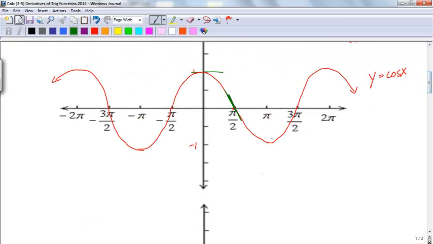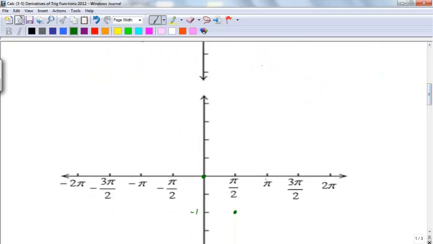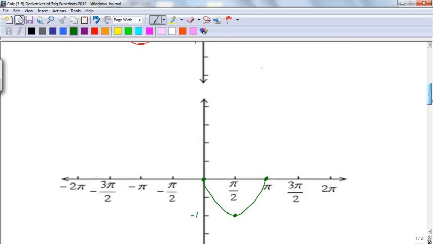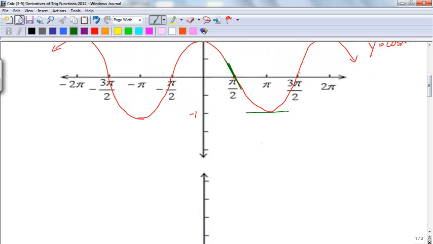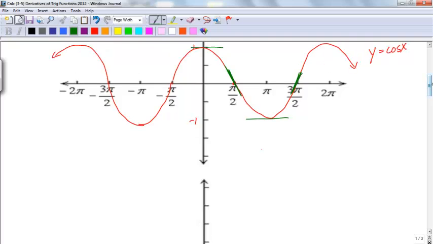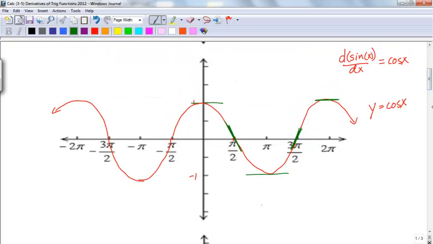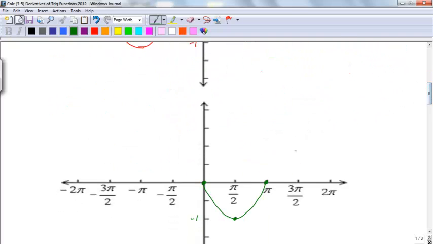If you go back up and look at pi, the slope of the tangent line should be 0. So it would come back up to 0, connect those with a smooth curve. And then at 3 pi over 2, it would be a tangent line slope of 1. And then at 2 pi, it would be back to a slope of 0. So this would go up to 1, and then at 2 pi, it would be back to 0.